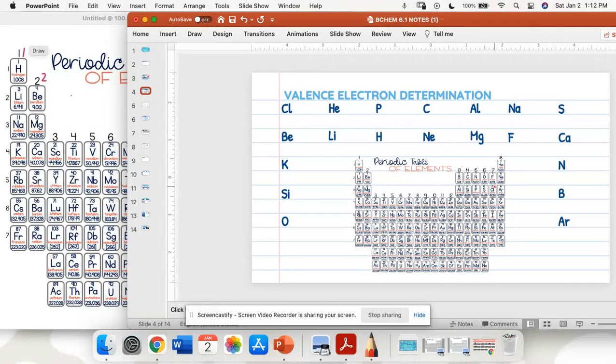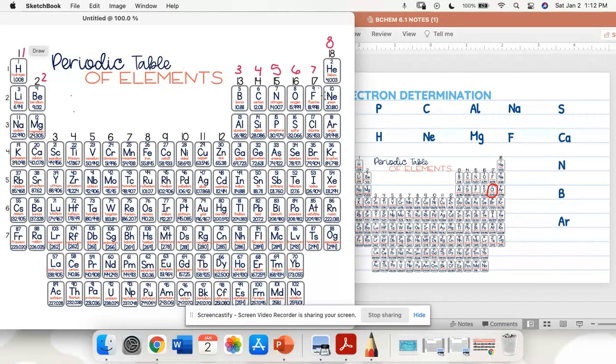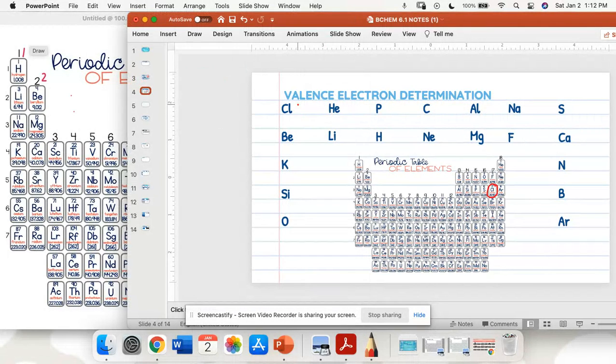Chlorine is right here, which I'm just going to circle because I can clear it later. Chlorine's right here. This whole column, if you look back over here, has 7 valence electrons. So chlorine has, I'll just put in equals, 7. All right, then we're going to look for Be, which is beryllium, which is right here.